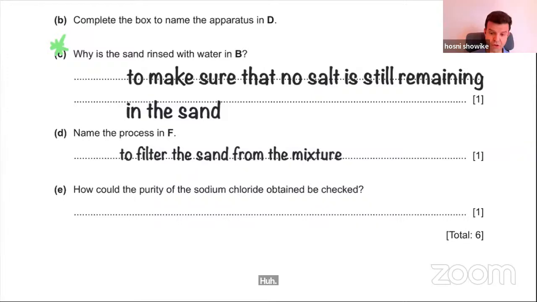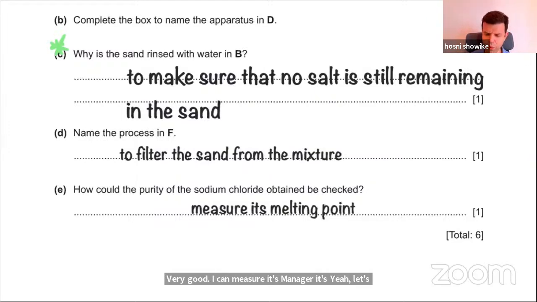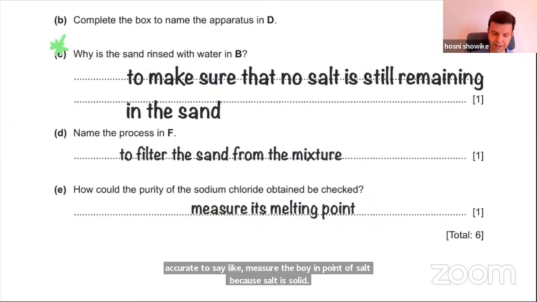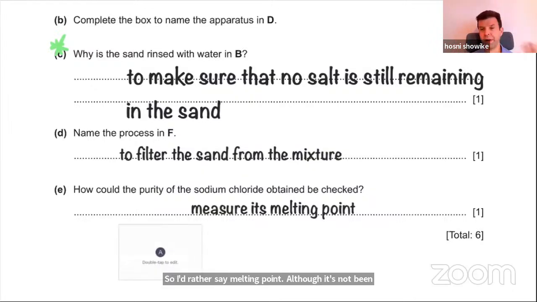Very good. I can measure its melting point. Why would melting point be more appropriate here rather than boiling point? Because salt is solid, right? So it's not really accurate to say measure the boiling point of salt because salt is solid. So I'd rather say melting point. Although it's not been asked here, let's say it was 2 marks. What am I supposed to write here?